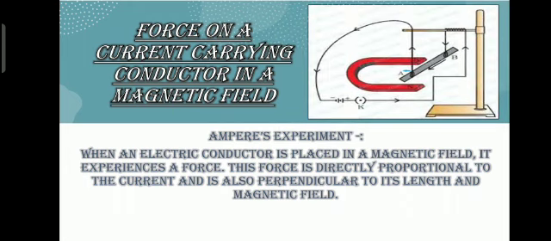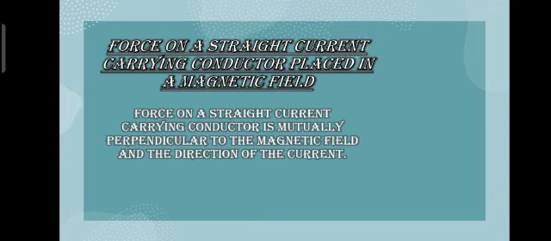Here is a diagram representing the activity which is given in the NCERT books. Force on a straight current carrying conductor placed in a magnetic field. The force on a straight current carrying conductor is mutually perpendicular to the magnetic field and the direction of the current.